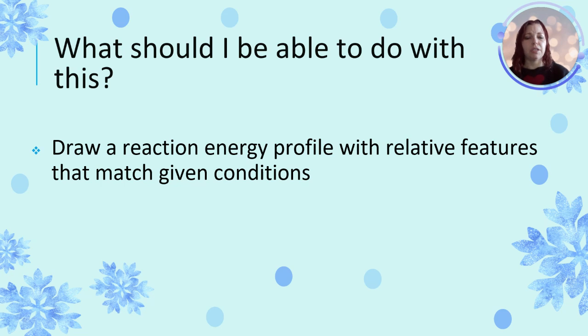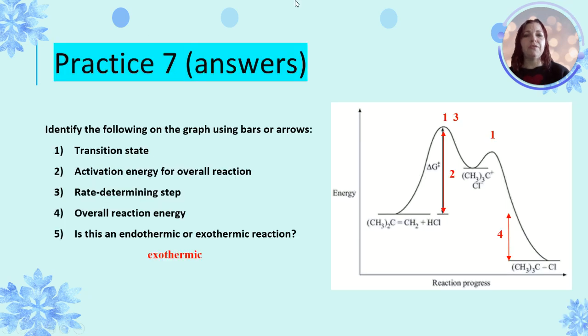features that match the given conditions. Now, I do want to say that if they tell you that the activation energy of the second step is higher, then you would need to make sure that this hump here is lower and that this one is higher. Now, in terms of determining the activation energy, I would expect that you would probably see something that looks more like this, where the highest activation energy is in the first step.